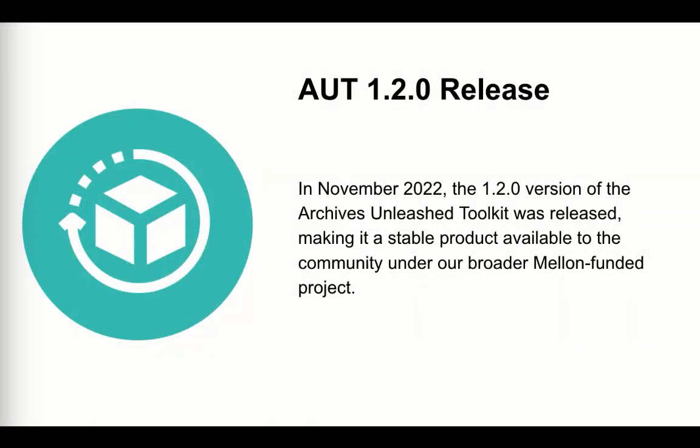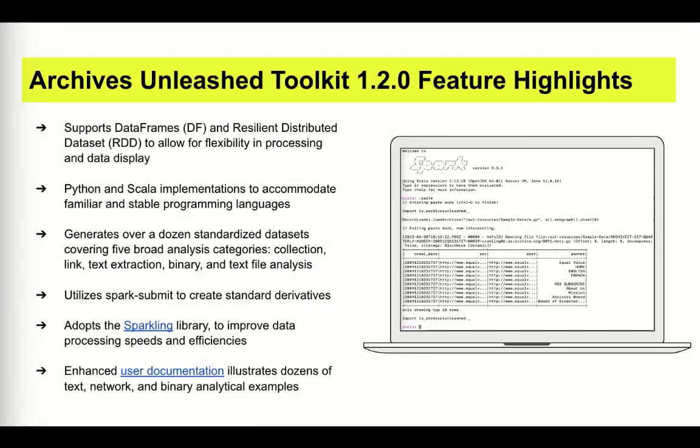In November 2022, the 1.2.0 version of the Archives Unleashed Toolkit was released, making it a stable product available for the community under the broader Mellon-funded Archives Unleashed Project. As of this release, the Archives Unleashed Project provides full support of data frames and resilient distributed datasets to allow for flexibility in processing and displaying structured, semi-structured, or unstructured data. It incorporates Python and Scala implementations to accommodate the programming languages most familiar to scholars working with web archives.